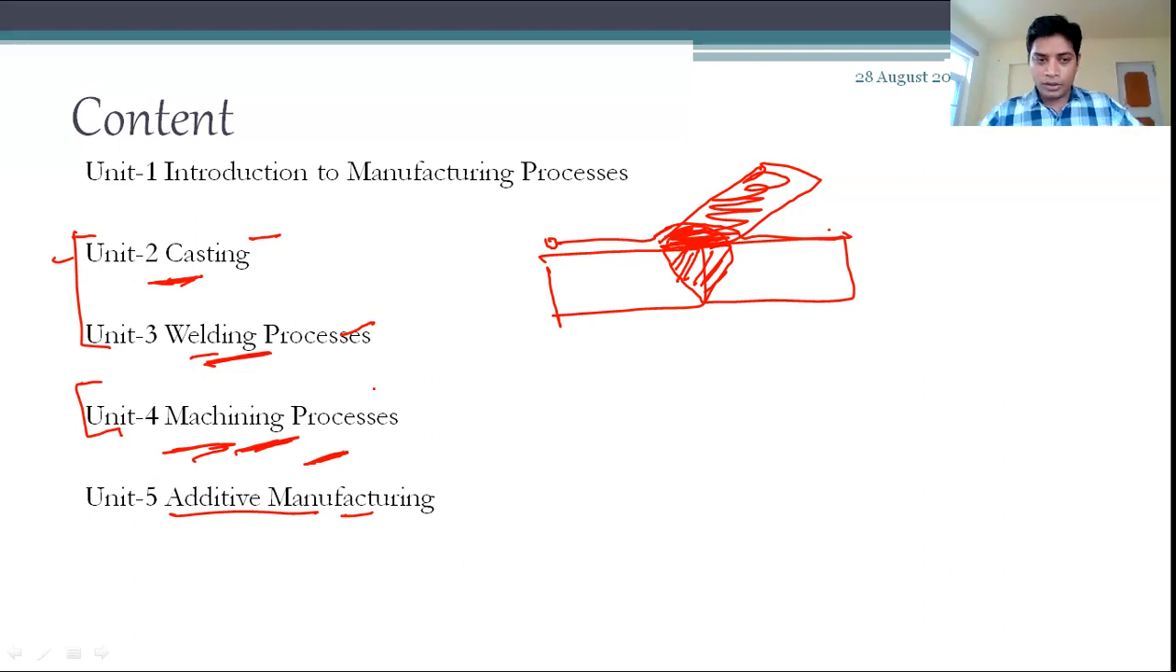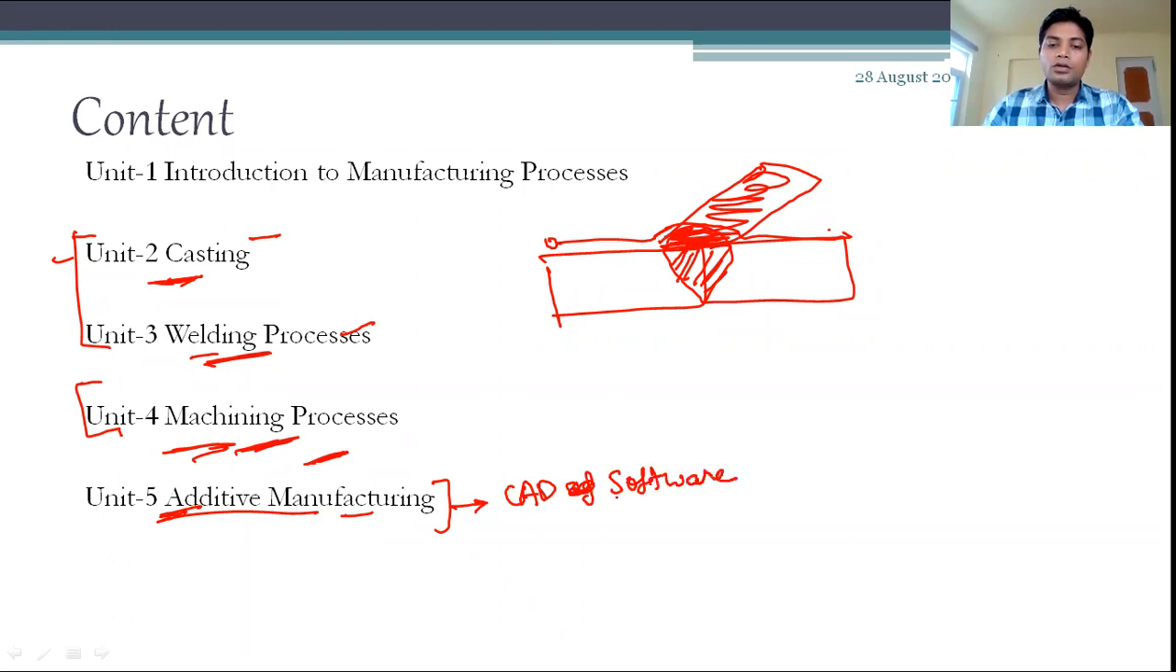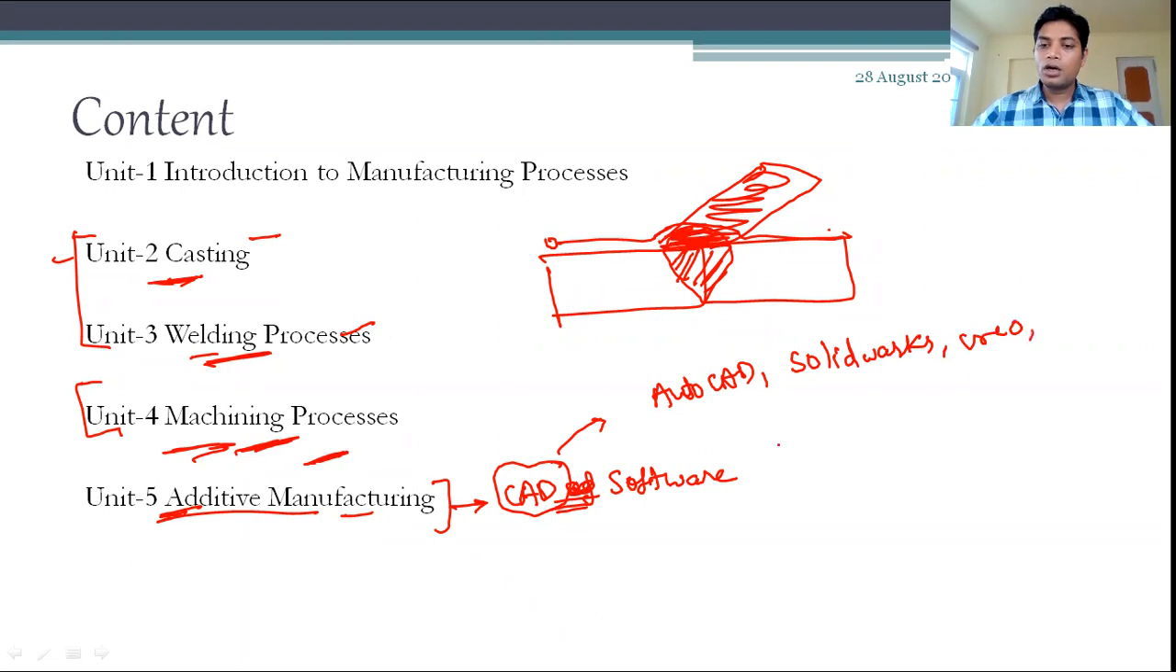So now we have additive manufacturing. What is additive manufacturing? This manufacturing is based on CAD software. CAD is basically computer aided drafting or design. There are different types of software available, like AutoCAD, SolidWorks, Creo, CATIA, Pro E. There are different types of software available.